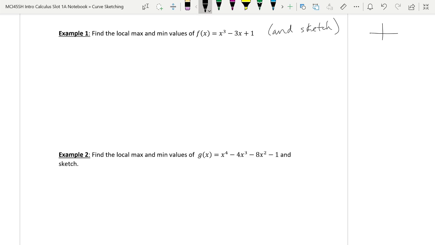Its leading coefficient is positive, so as x gets bigger forever, y gets bigger forever. So it's definitely doing something like this, right? It's definitely going down to the left and up to the right. But I don't really know anything about where these numbers are.